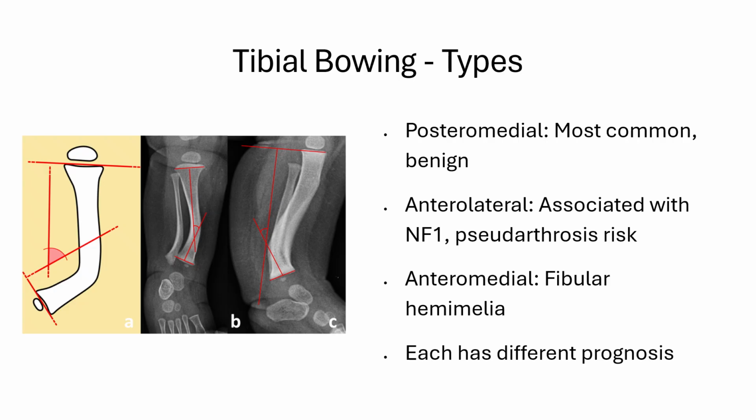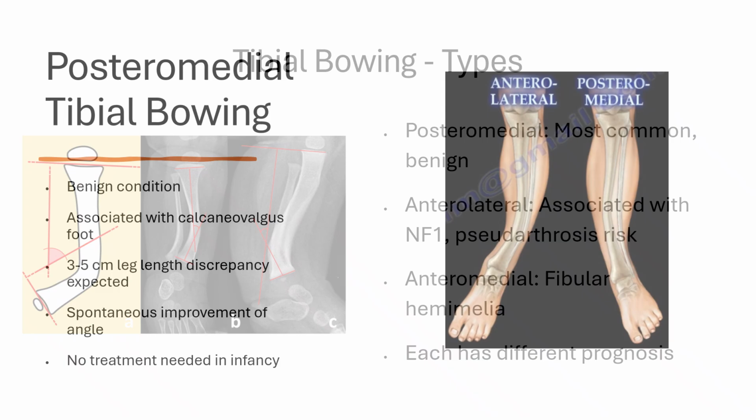Anterolateral bowing presents an entirely different clinical picture, strongly associating with neurofibromatosis type 1 and carrying significant risk for fracture and pseudarthrosis development. Think of this as the high-risk variant that demands immediate protective measures and long-term surveillance. Anteromedial bowing typically occurs with fibular hemimelia, representing part of a broader limb deficiency syndrome. The key clinical insight involves recognizing that these aren't just different directions of the same problem. They represent distinct conditions with different causes, associations, and outcomes requiring tailored management approaches.